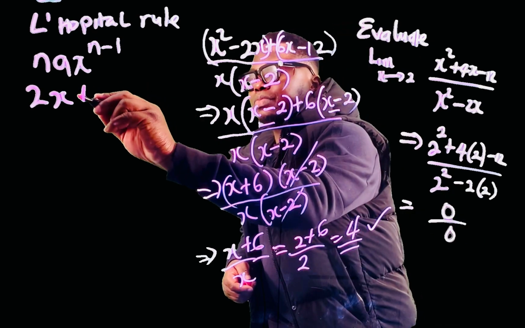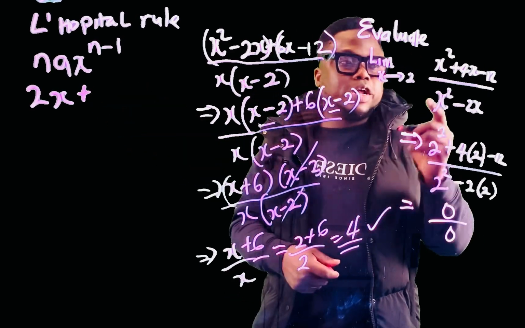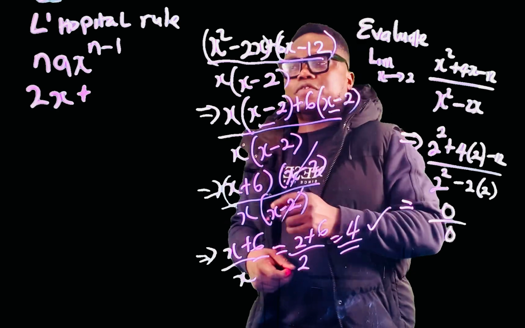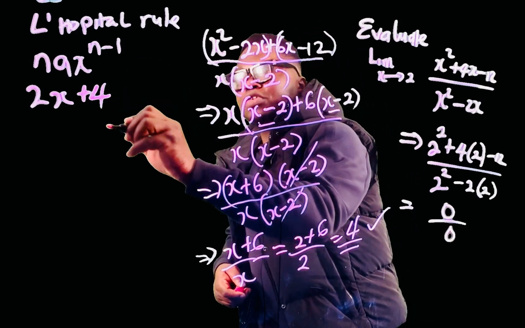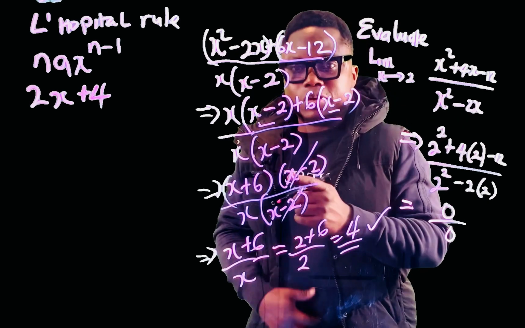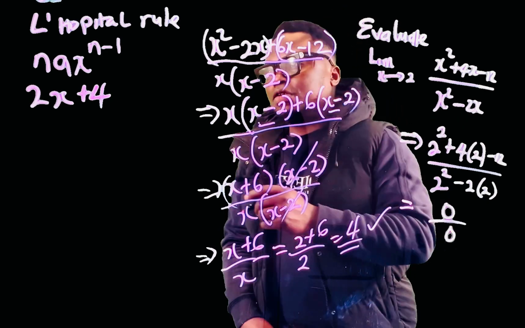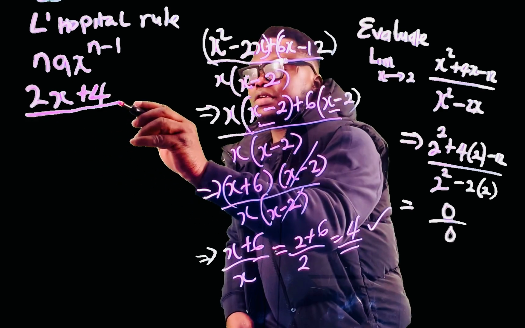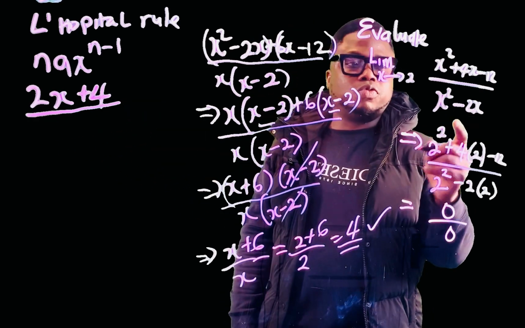Then I will do the same here, 4x. So when I differentiate 4x, I'm going to get 4, using this formula. So when I differentiate minus 12, minus 12 is a constant. And anytime you're differentiating a constant, it's going to be 0. Okay, divided by, I'll do the same here, x squared minus 2x.